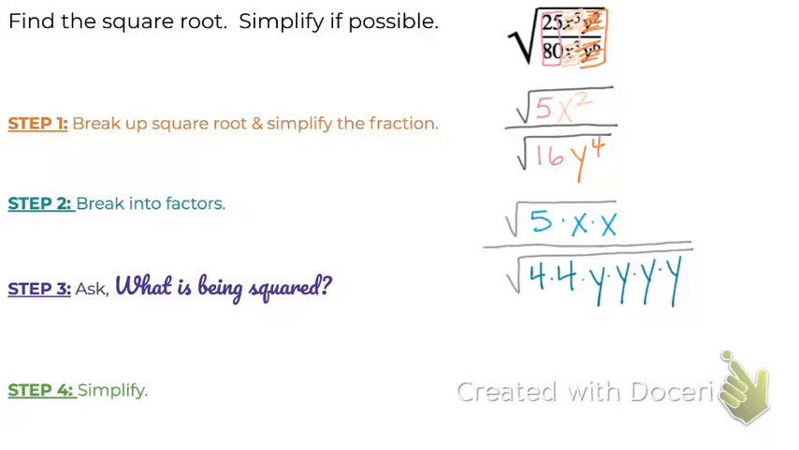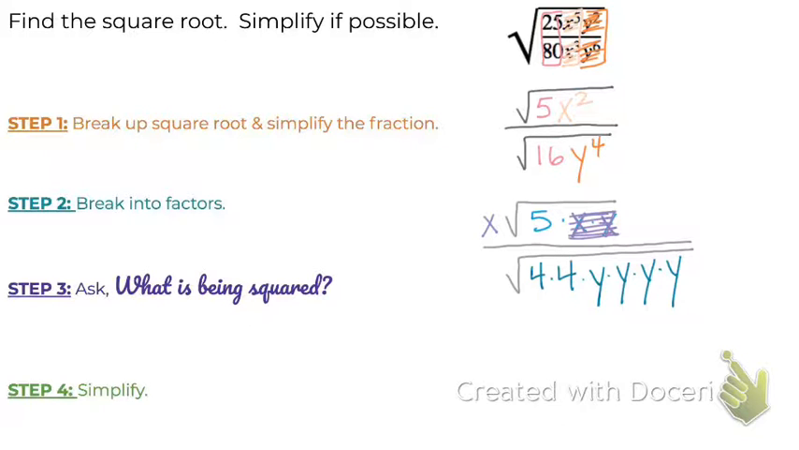So if I look at the numerator, I say, what's being squared? Well, x times x is x squared. So x is being squared. So I cancel that out and I put an x outside of the square root. And nothing else under the square root symbol is being squared. There's just the 5. So that has to remain underneath the square root symbol.